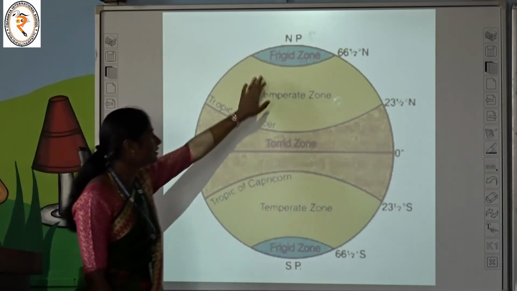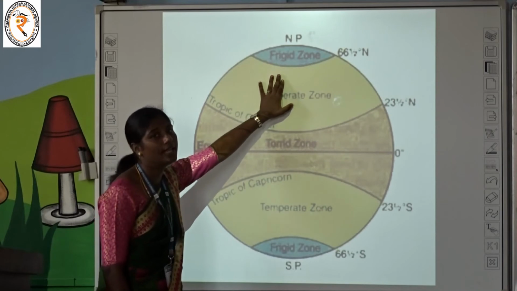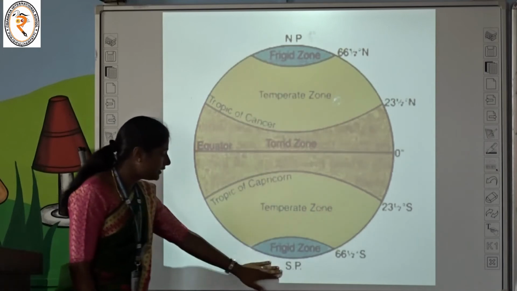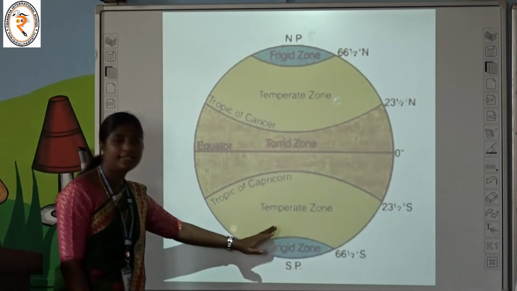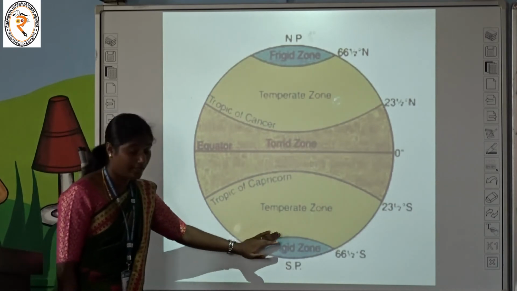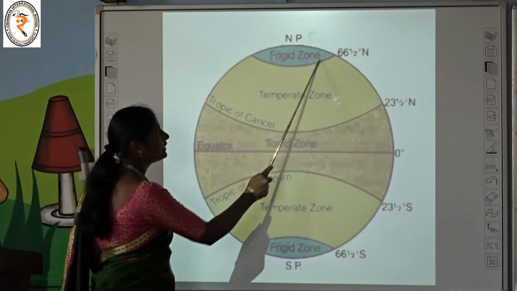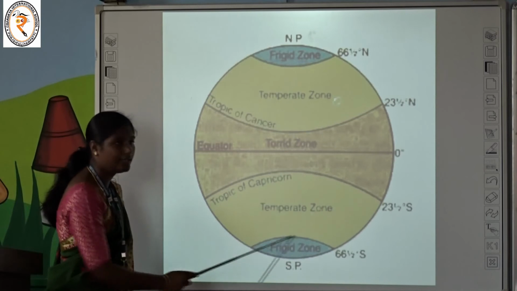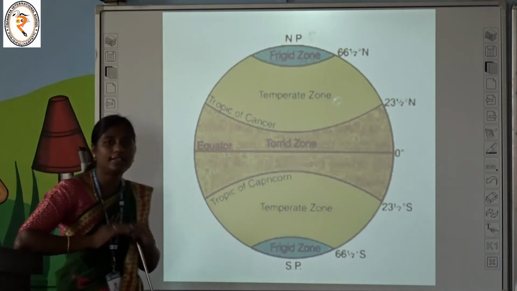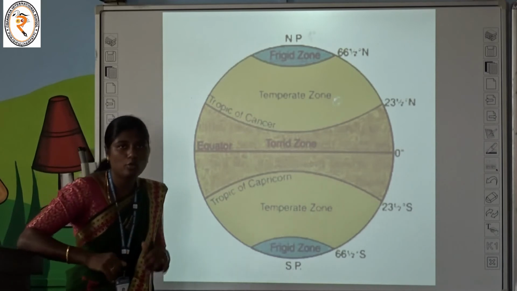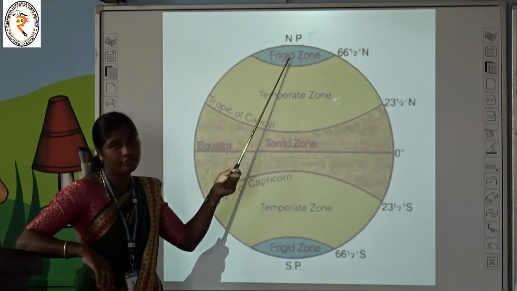So what is frigid zone? Frigid zone starts from the North Pole and ends by the Arctic Circle. And in the southern hemisphere, it starts from the South Pole and ends by the Antarctic Circle. Understood, children? So this is Arctic Circle and this is Antarctic Circle. Okay. Now are you all clear with the different zones in the Earth? So they are torrid zone, temperate zone and frigid zone.